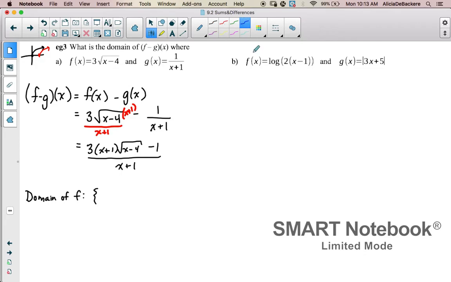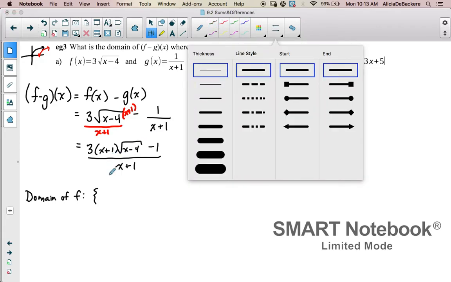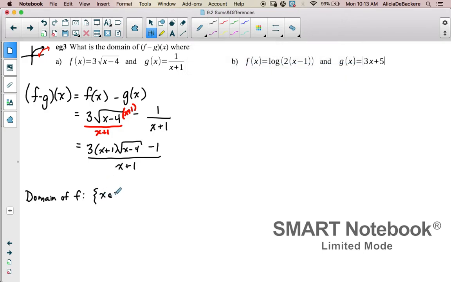So that tells me that my domain is x belongs to the set of real numbers, such that x is always going to be greater than or equal to 4. And next I'm going to take a look at the domain of g.